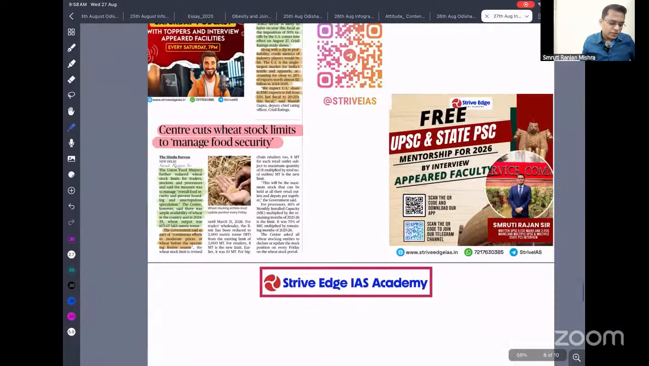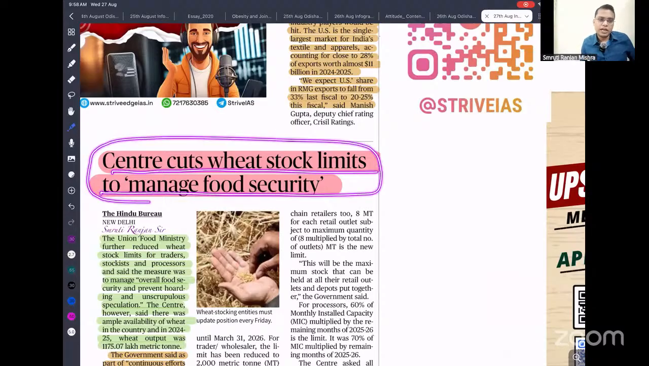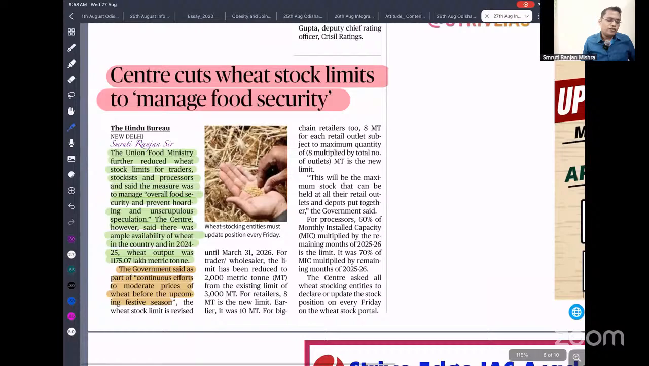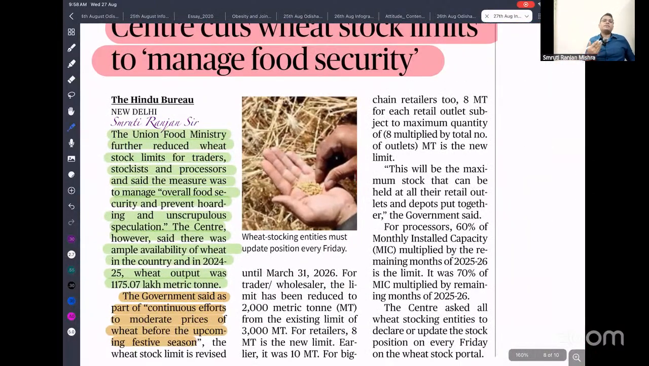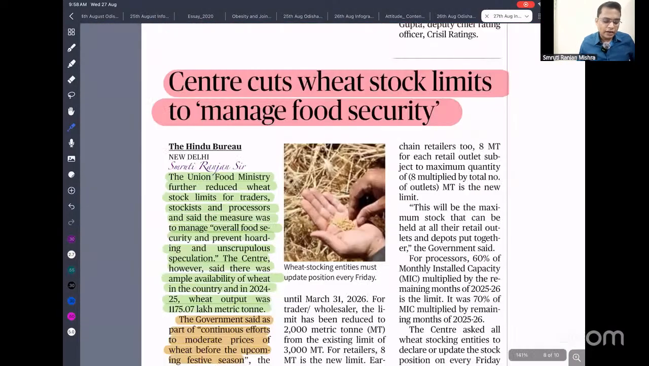Okay. Next is: Centre cuts wheat stock limit to manage food security. With the festival season around the corner, the government has limited the wheat stock. That means traders and wholesalers cannot stock beyond a limit. If they do, there can be a penalty. The Union Food Ministry reduced the wheat stock limit for traders, stockists, and processors, saying the measure was to manage overall food security and prevent hoarding and unscrupulous speculation, so that prices will be controlled.